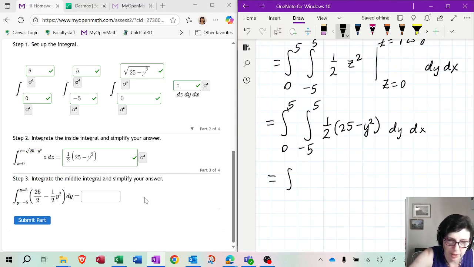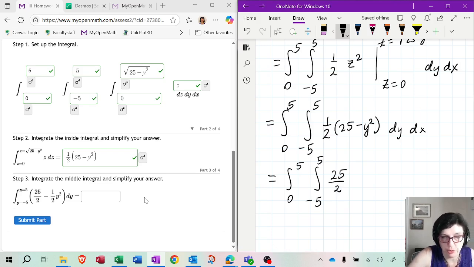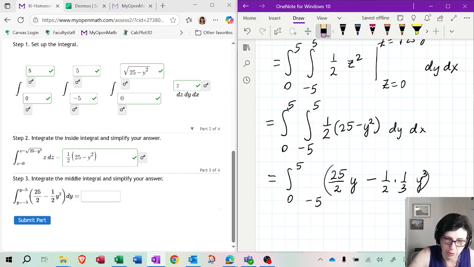So actually the 1/2 you're going to have to distribute to integrate. So this will become 25 over 2. Now integrating 25 over 2 is the same as integrating a number, which is multiplied by the variable with respect to which you're integrating, minus 1/2. Now integrating y squared, so remember we add 1 to the power, it becomes 3, and 1/3 will be in the front. Okay, that's already the y integral, so I don't have the integral sign anymore. I'm just going to have the limits y equals -5, y equals 5, and then dx is still outside.